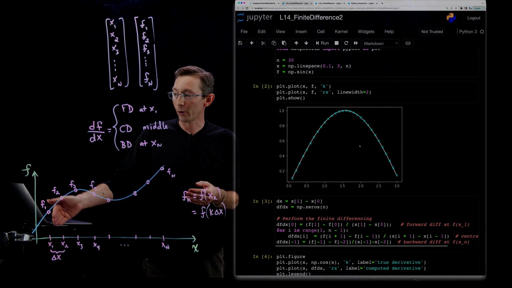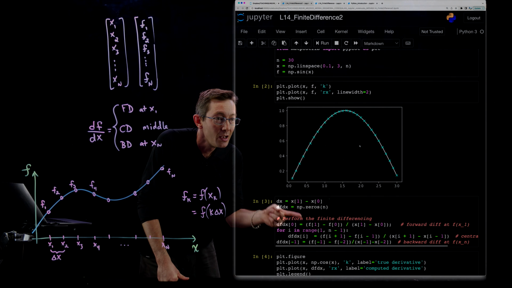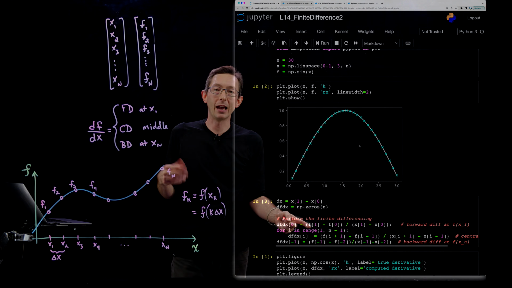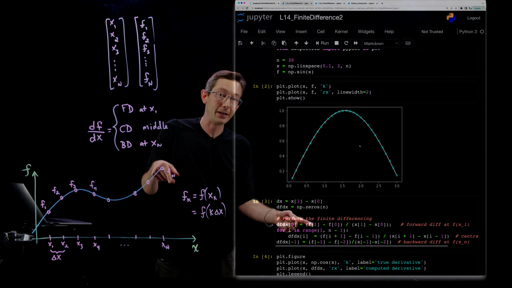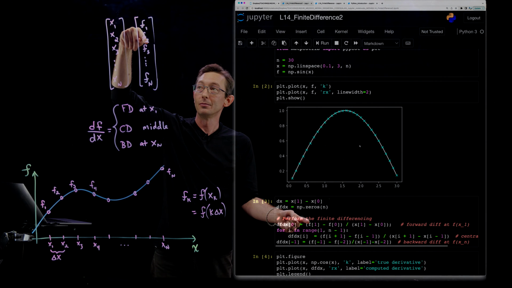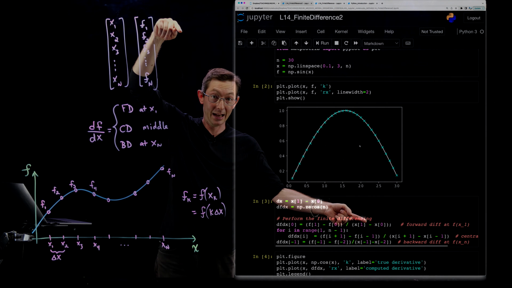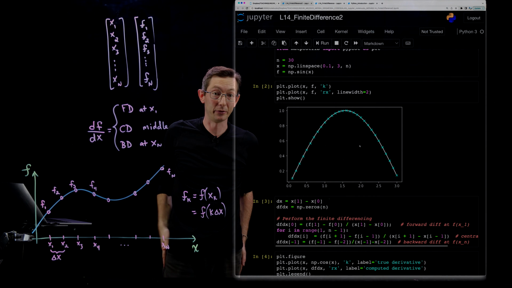And at that leftmost point, I can't do central difference. I can't do backwards difference. I have to do forwards difference. So this is the forward difference. And remember, this is not sine of x plus delta x minus sine of x. It's literally f, the second f minus the first f divided by delta x. Okay, that's the forward difference.